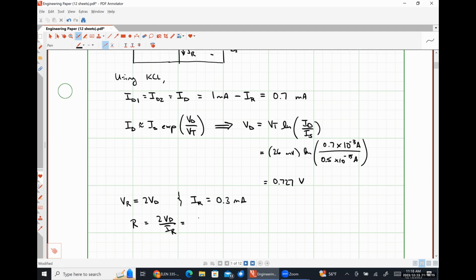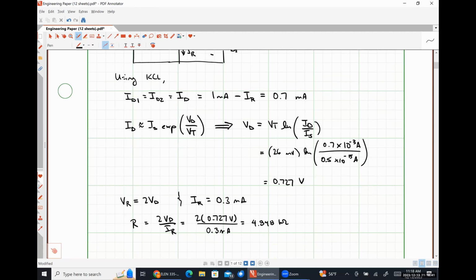or 2 times 0.727 volts divided by 0.3 milliamps gives us 4.848 kiloohms. Okay. So we worked our first circuit, not particularly difficult.